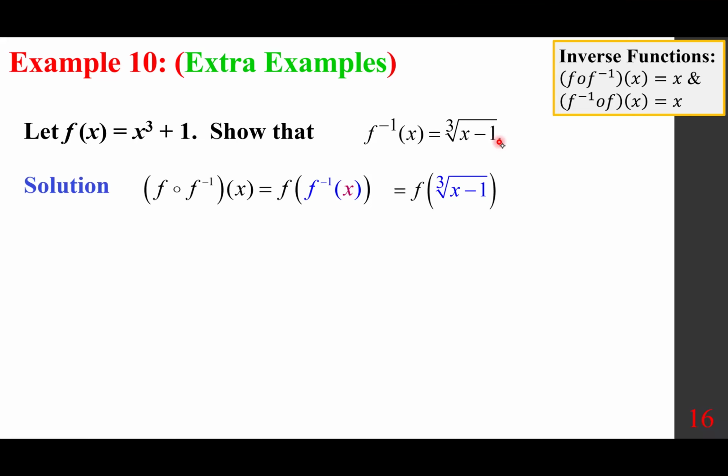So I'm going to replace the x here with this function. And of course, cube root of x minus 1 being raised to the power of 3, they cancel each other, give us x minus 1. With this plus 1 becomes x. And again, we are done, everybody.